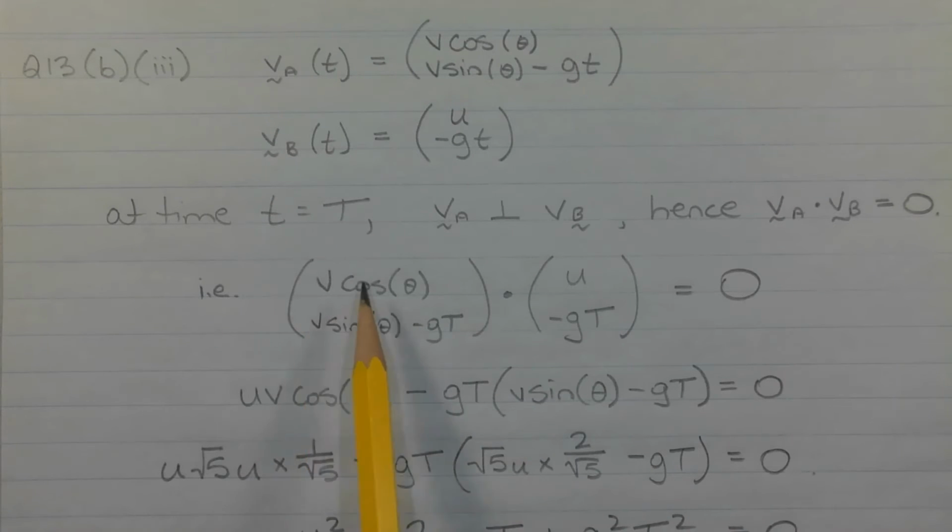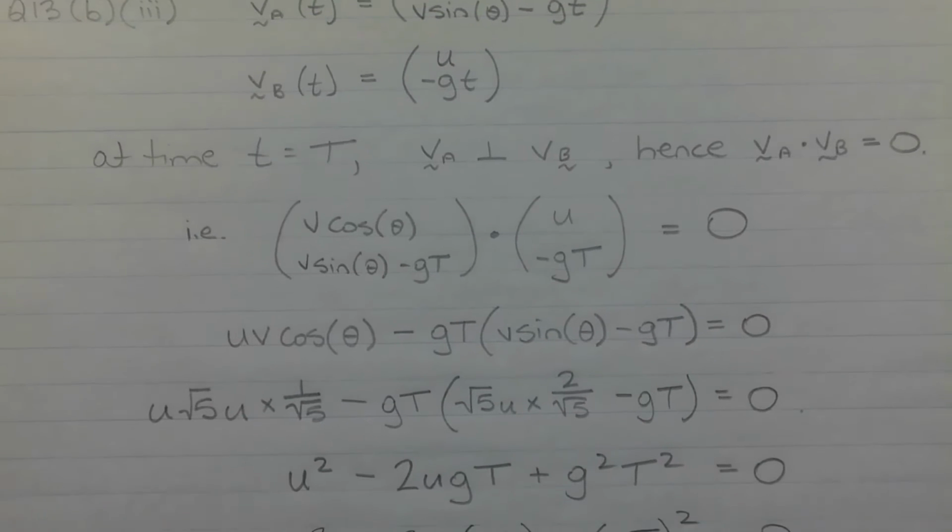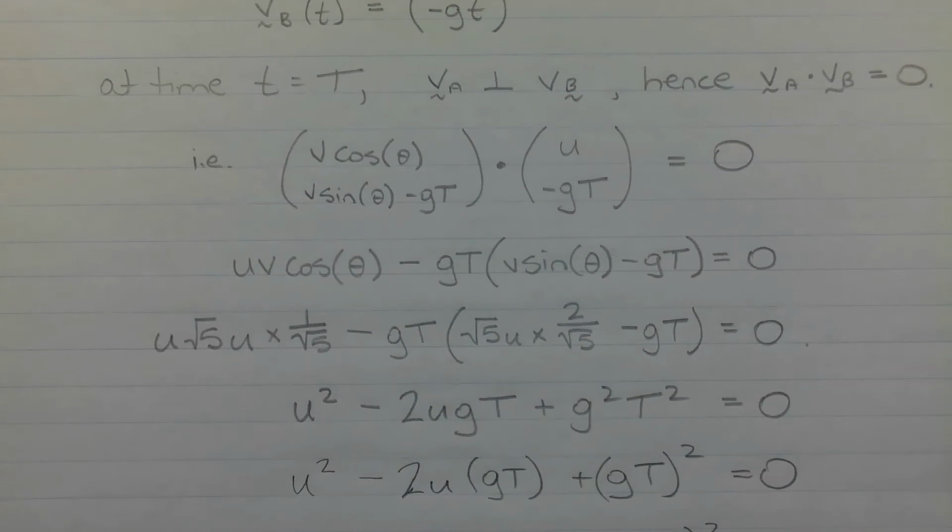So in other words, V cos theta for the horizontal component, V sin theta minus gt for the vertical component of particle A, dot product with u for the horizontal component and negative gt for the vertical component of particle B equals 0. So performing the dot product by multiplying the horizontal components and the vertical components separately on the left-hand side, we get uv cos theta minus g times capital T outside of v sin theta minus g times capital T in brackets equals 0.